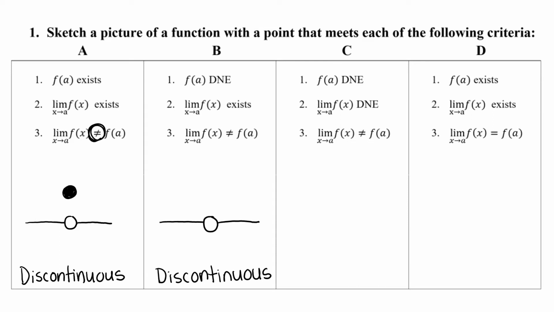Now we have that f of a does not exist, and the limit does not exist. So of course they're not equal to each other. But here we have our left limit approaches one value, and our right limit approaches another value. So our limits do not exist. If for some reason we had f of a exists, but the limits do not, we might have some sort of closed circle. But again, for this one, f of a does not exist. So this is discontinuous.